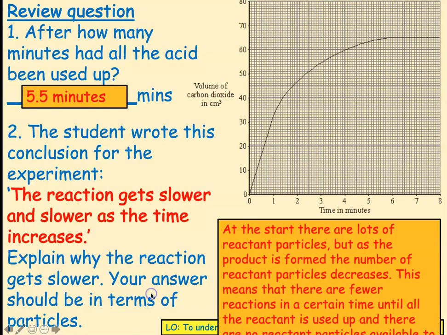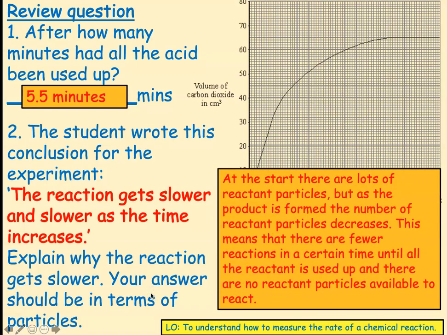Okay, so what we've got is at the start, there's lots of reactant particles, but as the product is formed, the number of reactant particles will go down and they will decrease. This means that there are fewer reactions in a certain time, and then it gets so that there are so few reactants that the reaction will stop. There are no reactant particles available to react.